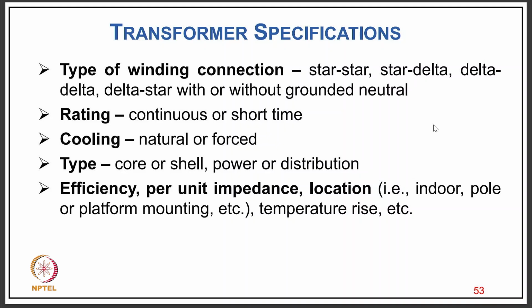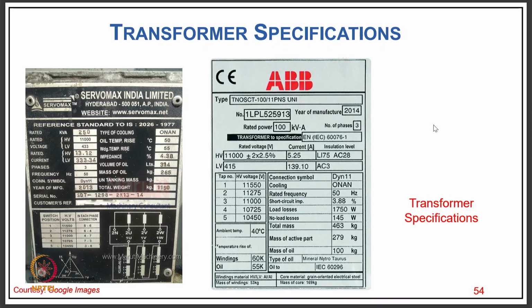Then rating, continuous or short time rating, and then the cooling, whether natural or forced cooling, only with air or with oil, or with forced air or forced oil. Type of core: transformers can be classified as core or shell type, or power or distribution, or even many electronics transformers. There are plenty of classifications of this type of transformer. Then efficiency as per the impedance, location like indoor or platform mounting, and temperature as permitted also.